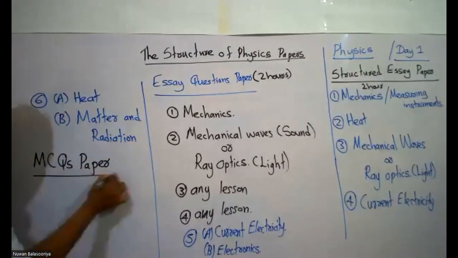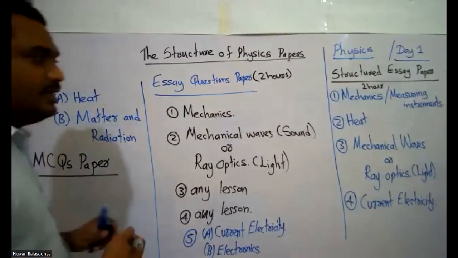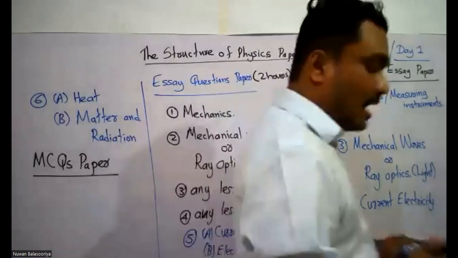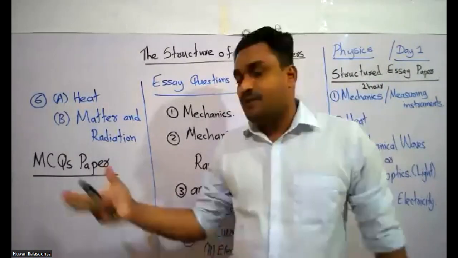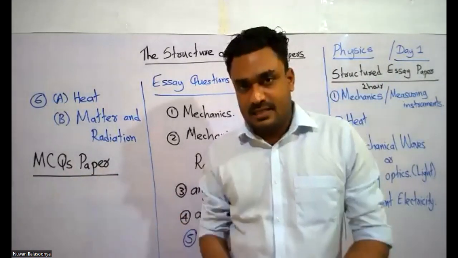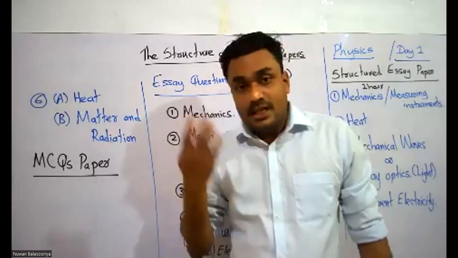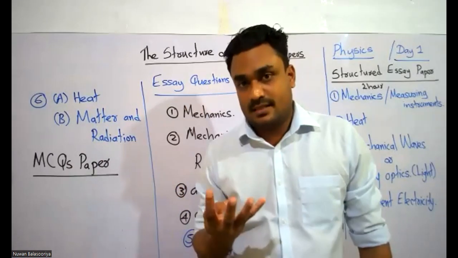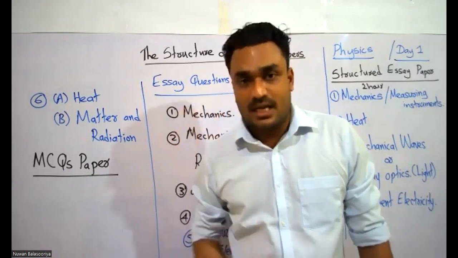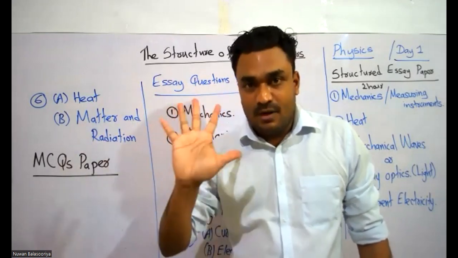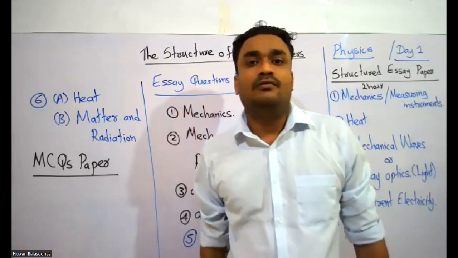Multiple choice questions paper. Right. Even in O levels, you have answered MCQs paper. The difference between O level and A level is that for O level, for each question there will only be 4 answers. But in advanced level, there will be 5 answers. You have to select one of them.